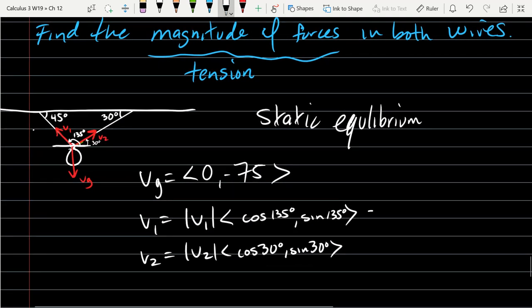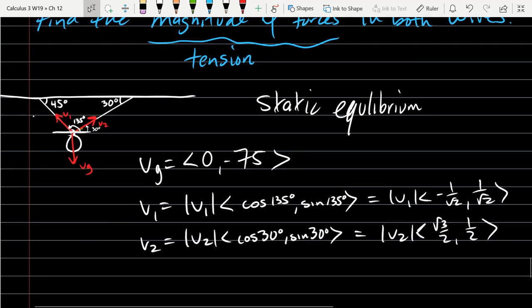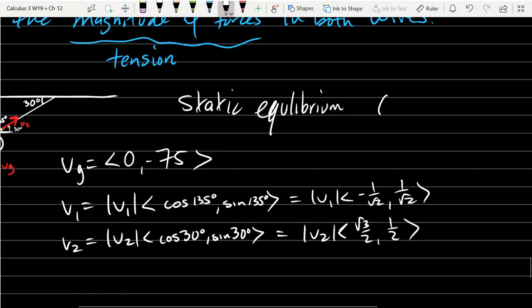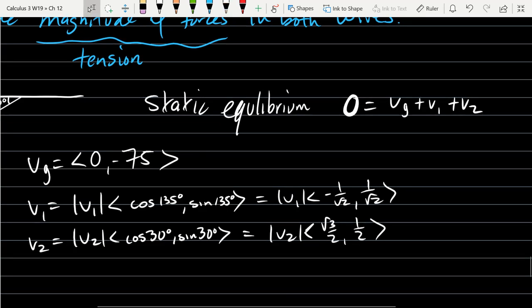So we know cosine and sine values here. Cos 135 degrees is negative 1 over square root 2. Sine 135 degrees is 1 over square root 2. Now for 30 degrees, cos 30 is square root 3 over 2, and sine is 1 over 2. All right, static equilibrium. We need to add up all of our vectors and get the zero vector. So there's our three vectors, VG plus V1 plus V2 equals 0. And I'm going to distribute our magnitudes inside these vectors.